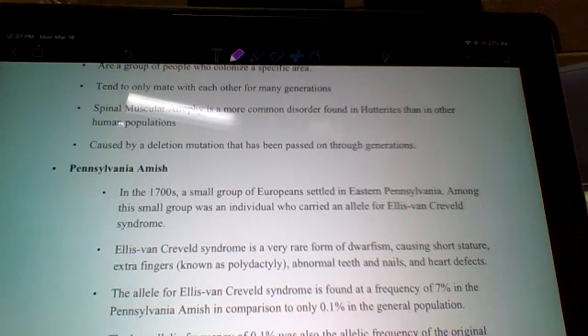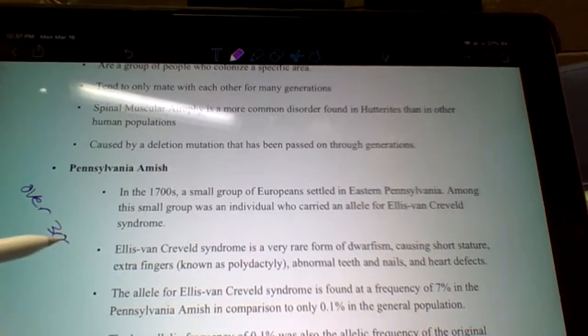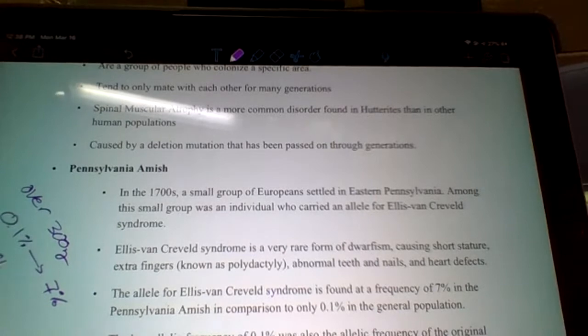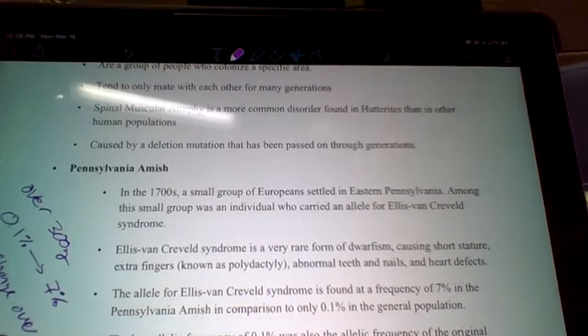It's over time. We're comparing a group that originally separated in the 1700s with a group today. So in 300 years, we have seen a change in frequency from 0.1% up to 7% today. So that's evolution, right? So we've got over 300 years, we went from 0.1%, assuming the population had the same frequency originally when it separated, up to 7%. So that's change over time, which gives us evolution.